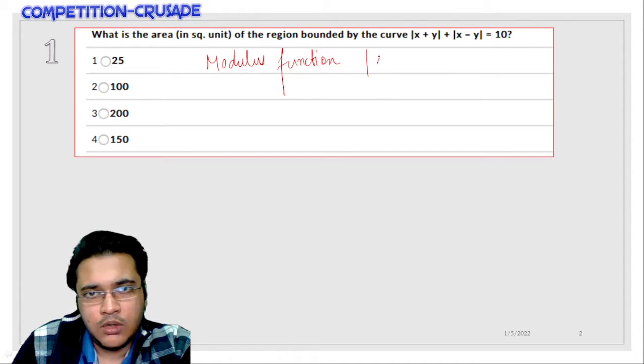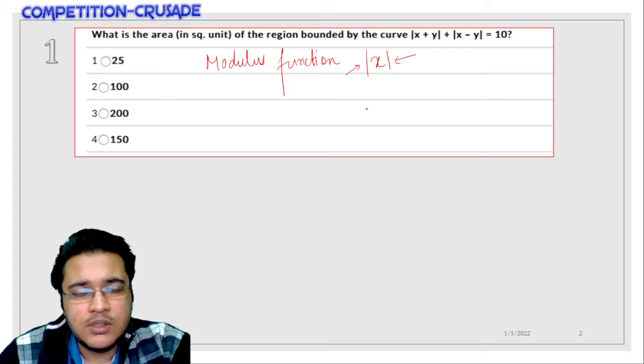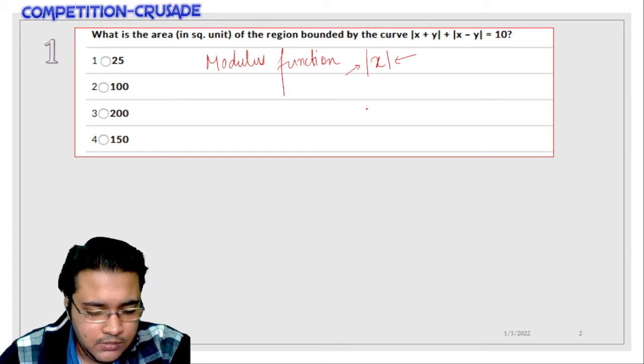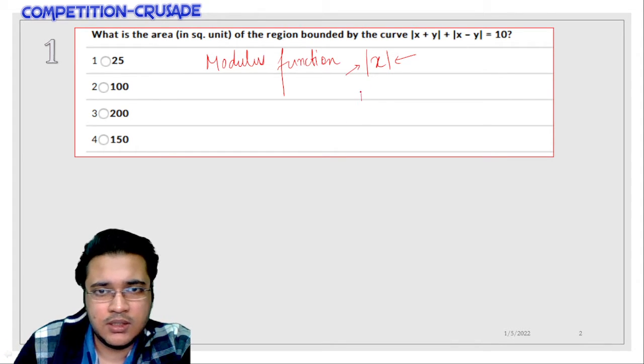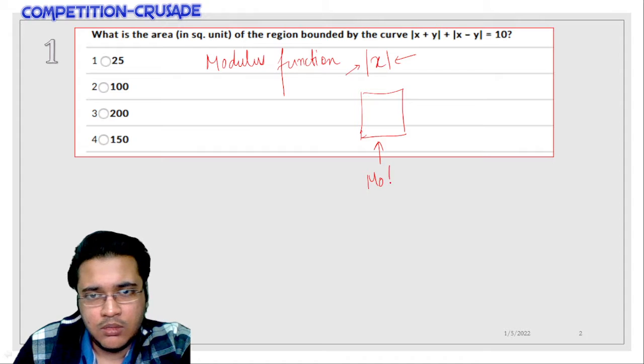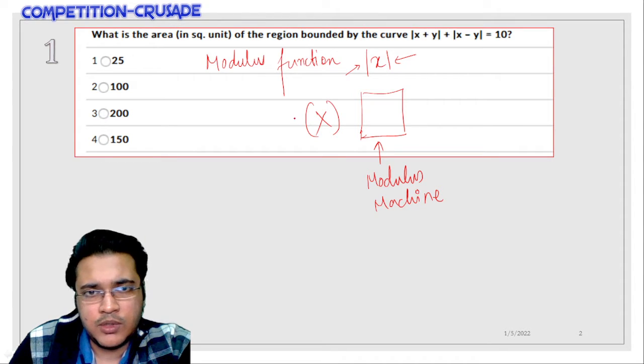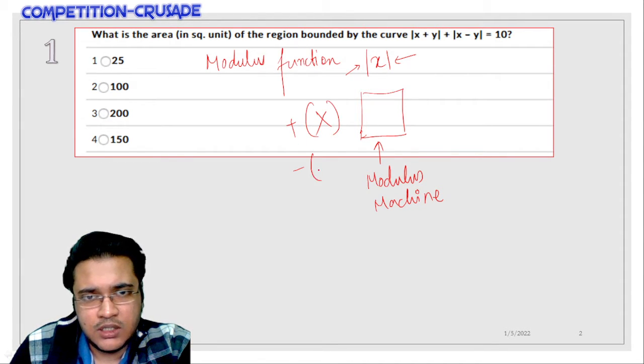Okay, so these two bars represent an operator, which is the modulus operator. So you can imagine this as sort of a machine. Okay, so this is the machine, you can say. So this is that modulus machine. Basically, if there is a quantity, or let's say a variable, an integer, which can be a positive integer or a negative integer.